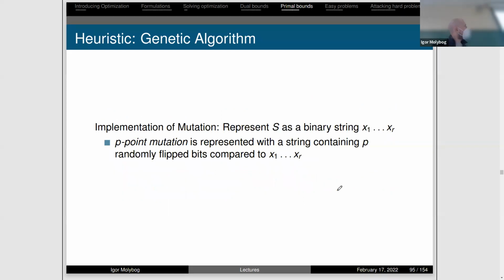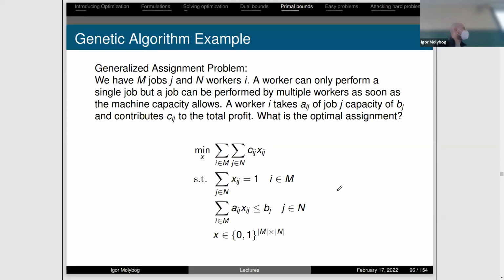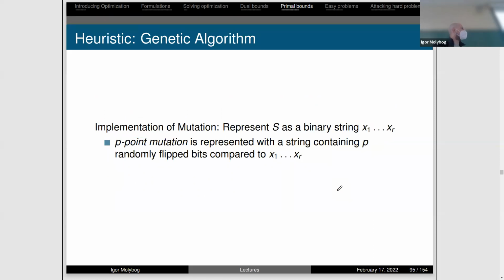Okay. So the implementation of mutation is normally essentially you are picking at random several points in which you would flip the bit that is standing on the particular positions in the string representation of the number S.